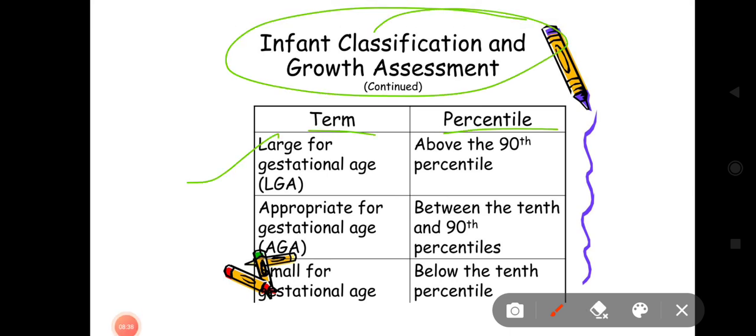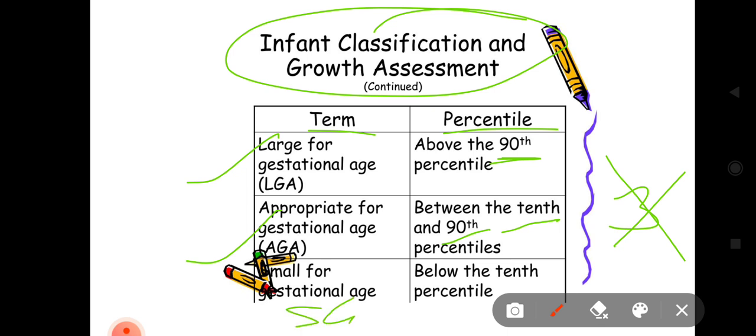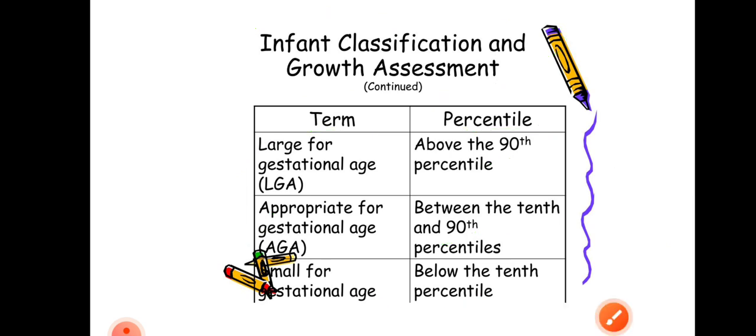Okay, now coming to infant classification and growth assessment, term and percentile. For LGA babies, large for gestational age is above the 90th percentile, and appropriate for gestational age, AGA babies, are between the 10th and 90th, not between the 3rd and 90th. Sometimes we make mistakes in solving MCQs. So small for gestational age, SGA babies, are below the 10th percentile.